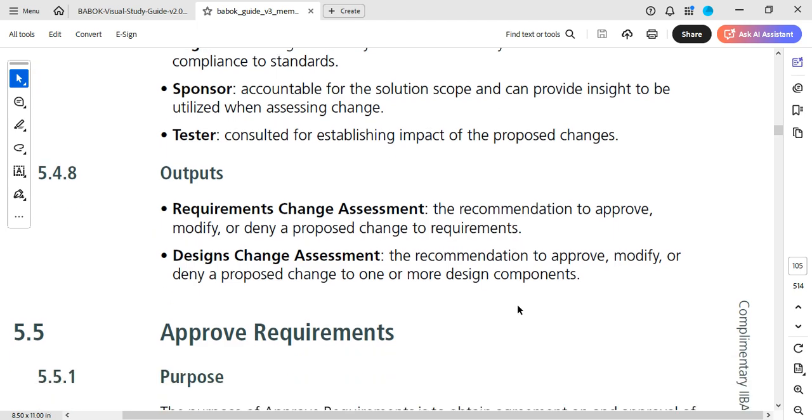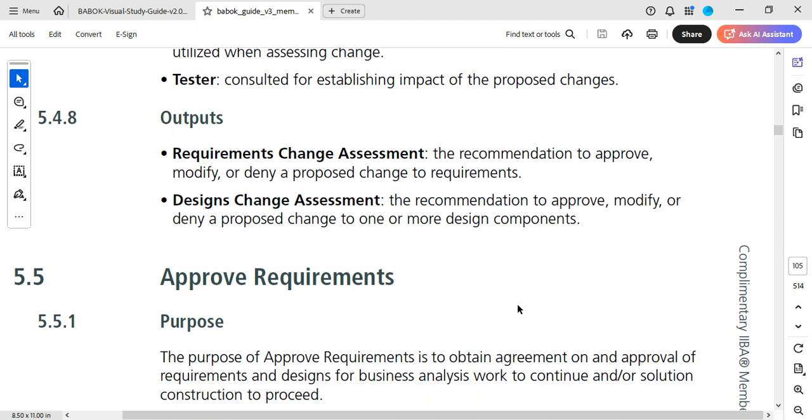Output, requirement change. So your outputs, the first is your requirement change assessment, because this is the stage of assessment. It is the recommendation to approve, modify or deny a proposed change to requirements. Design change assessment, the recommendation to approve, modify or deny a proposed change to one or more design components.